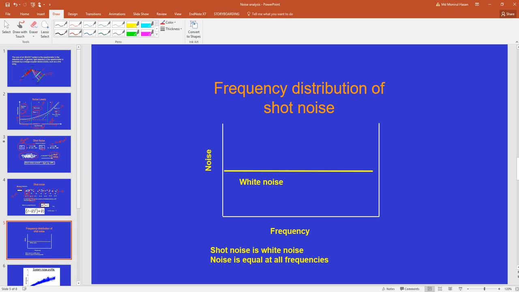Another special characteristic of shot noise is that it's white noise. That means this noise will be similar at all frequencies. It doesn't depend on frequency. On the x-axis here is the frequency, and the y-axis is the noise, and we see that the noise doesn't change. It remains the same.